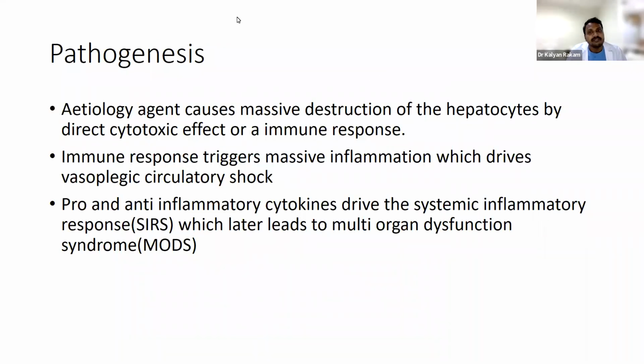What is the pathogenesis of acute liver failure? We have learned about the different kinds of etiologies of liver failure. There is an etiological agent that causes massive destruction of the hepatocytes. The massive destruction of the hepatocytes triggers massive inflammation, which drives vasoplegic circulatory shock. Both pro-inflammatory and anti-inflammatory cytokines are released into the systemic circulation, which causes systemic inflammatory response syndrome, which later leads to multi-organ dysfunction syndrome. So this is the pathogenesis of liver failure.